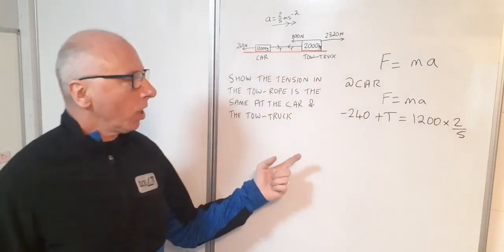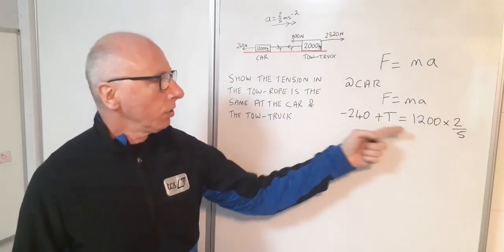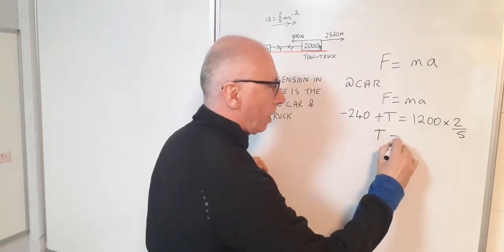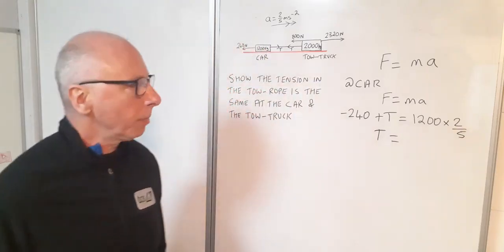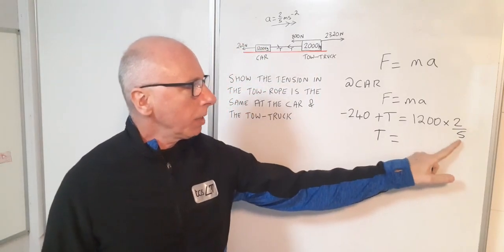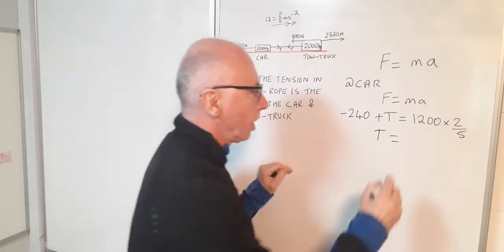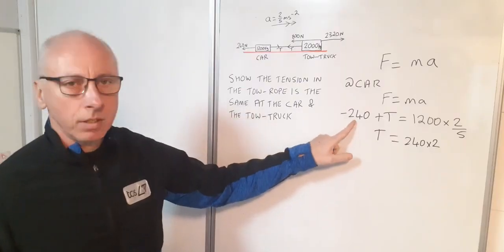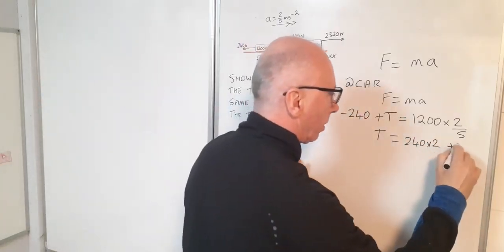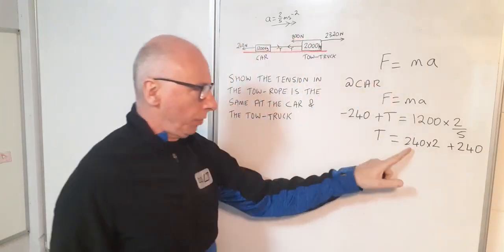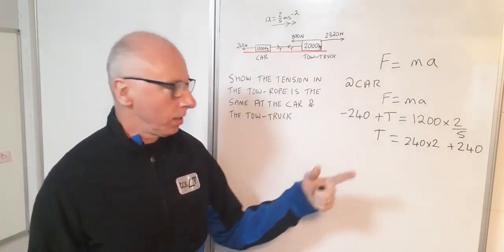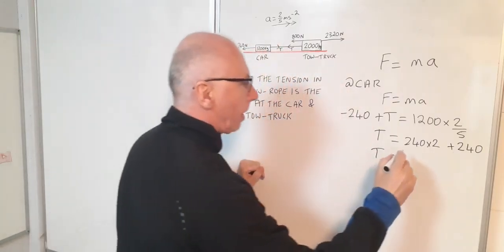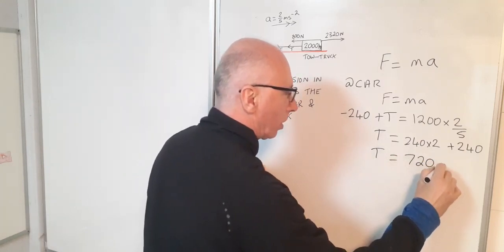And then we can see there we've got an equation with one unknown. These are numbers, we can solve for that. So set our T equals 1,200 times 2 divided by 5. Well, 1,200 divided by 5 is 240. So we've got 240 times 2, and then add 240 if we bring that to the other side. So 240 times 2 is 480, plus 240 is 720. So tension in the tow rope at the car is 720 newtons.